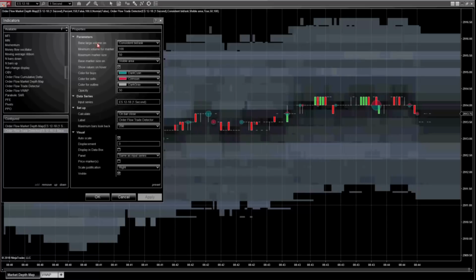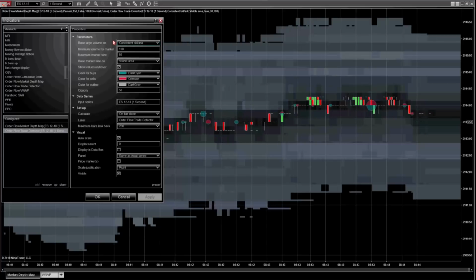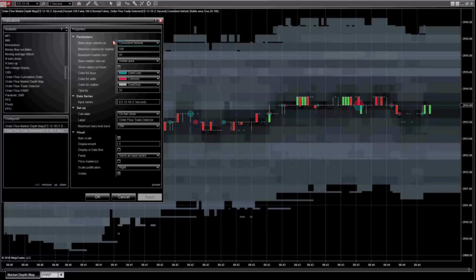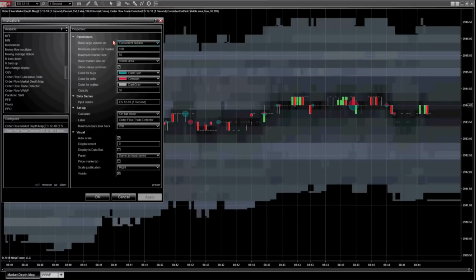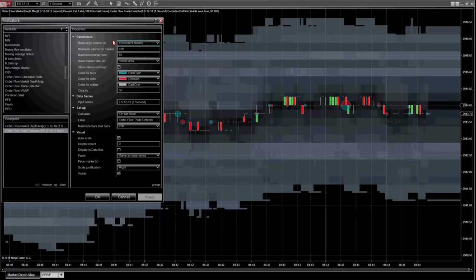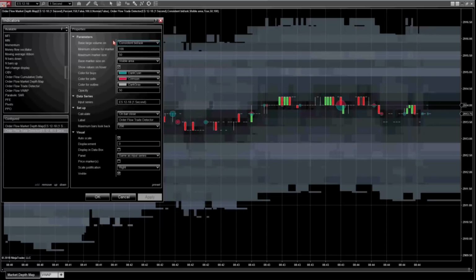The first setting we'll cover will be base large volume on, and with this set to consistent bid-ask, volume will continue to accumulate to form a marker so long as the bid and ask levels stay the same. If the bid and or ask price changes, a new accumulation of volume will occur to create the next marker. The marker will be plotted on the last price.